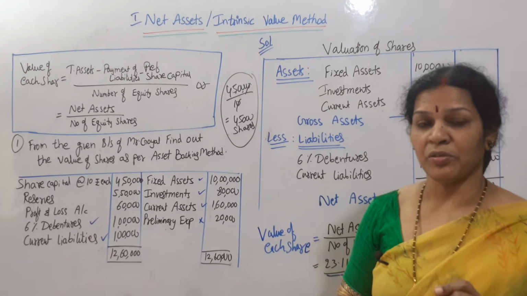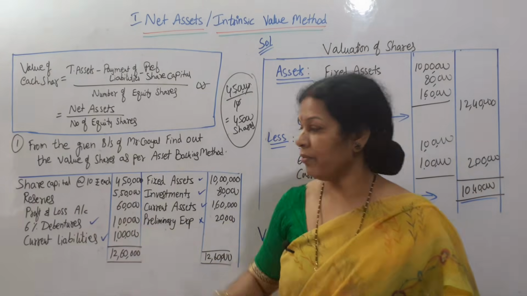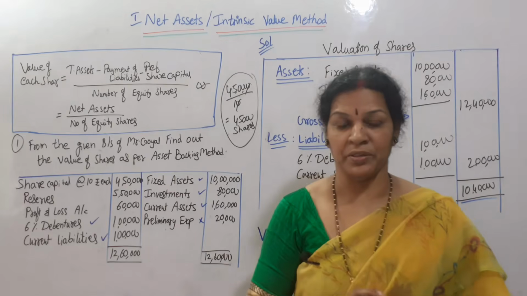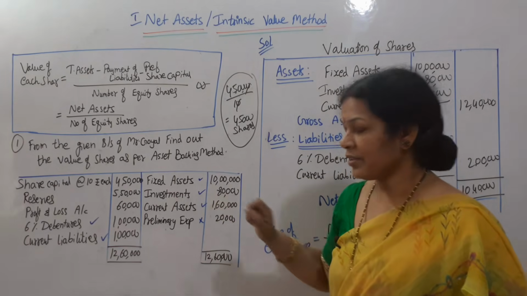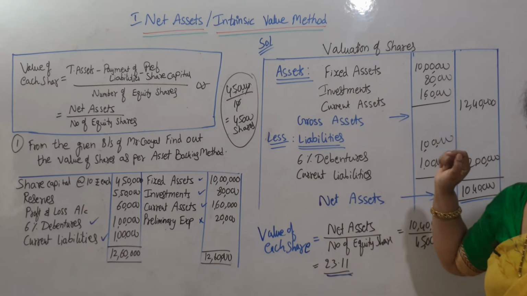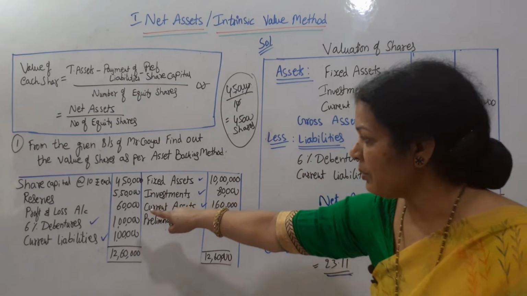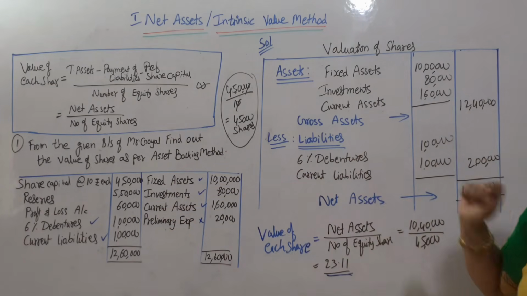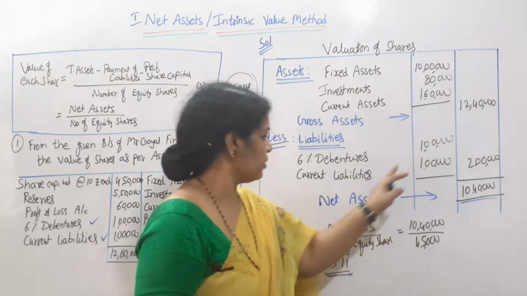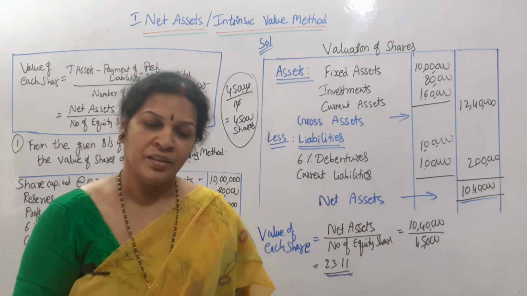And in liabilities also, only a few liabilities we are going to take. What are those? These two only. Why we are not taking these three, I explained to you. These assets come to gross assets. Deduct liabilities, these two, debentures and current liabilities. If you deduct it, you are getting net assets.